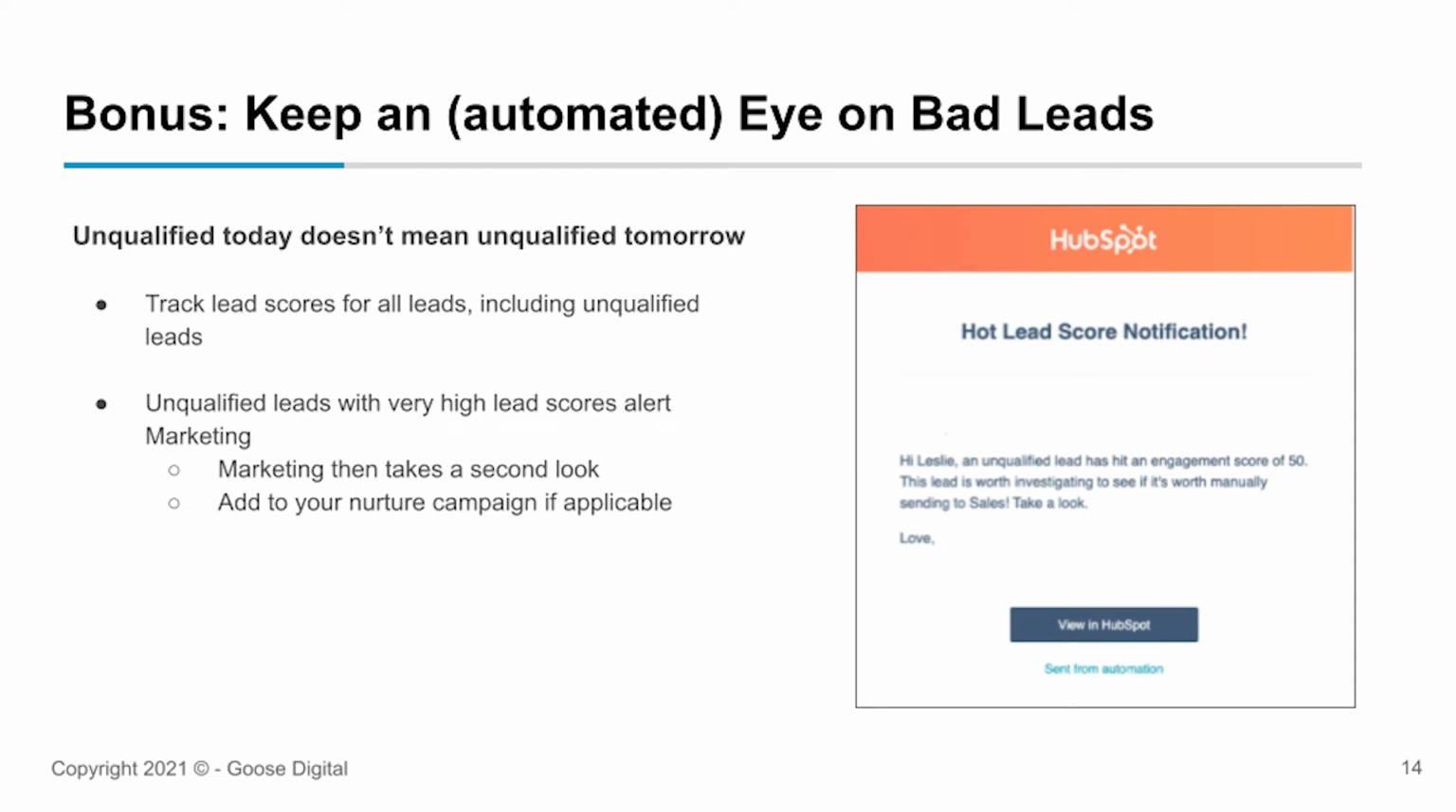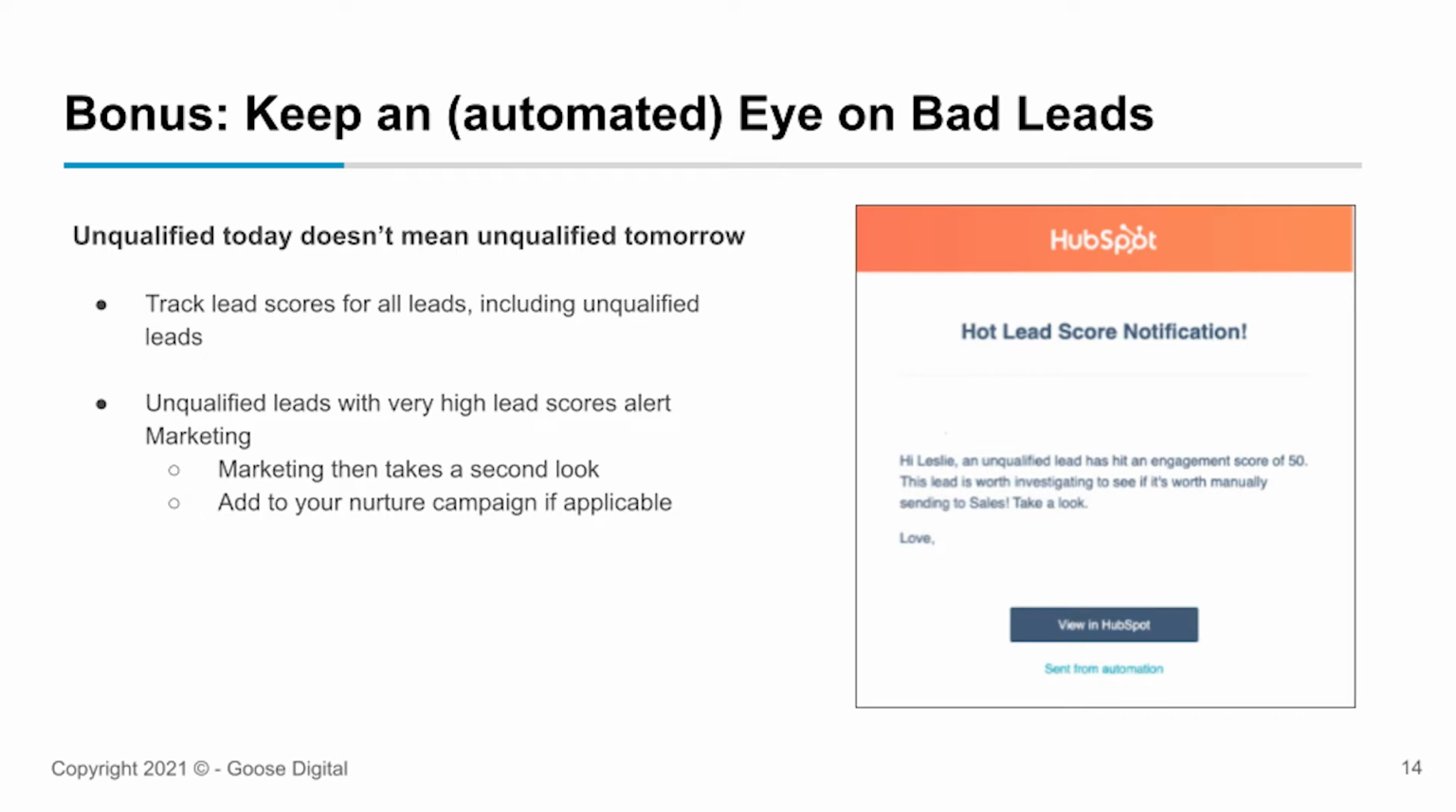So this one's a bit of a bonus. Keep an automated eye on bad leads. Unqualified today doesn't really mean unqualified tomorrow, and this provides another opportunity to nurture. You can do this by tracking lead scores for all of your leads, including the ones that are not qualified.